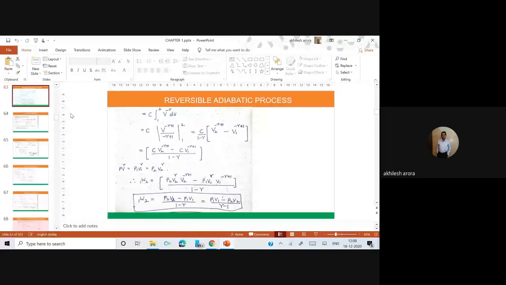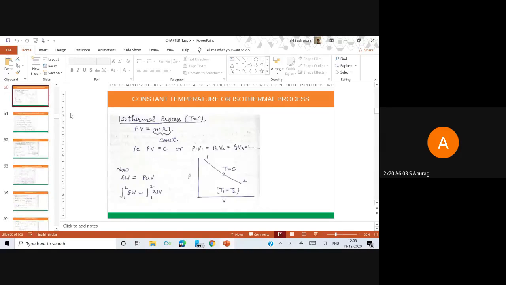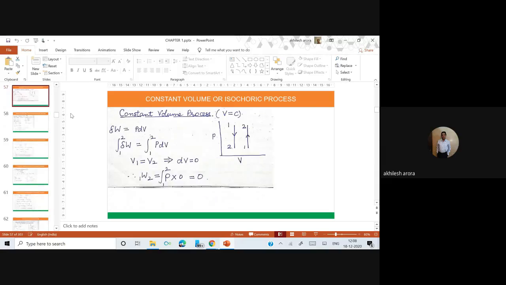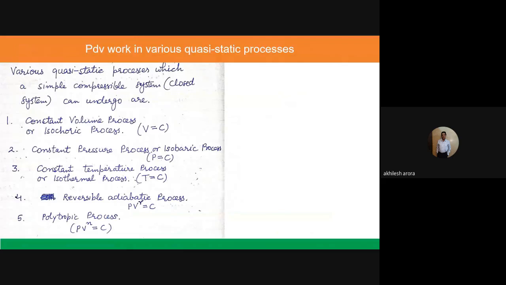All right. So in the last class, I think we have covered up to the reversible adiabatic process, isn't it? Okay. So we started with the calculation of PdV work in various quasi-static processes. These were the various quasi-static processes.